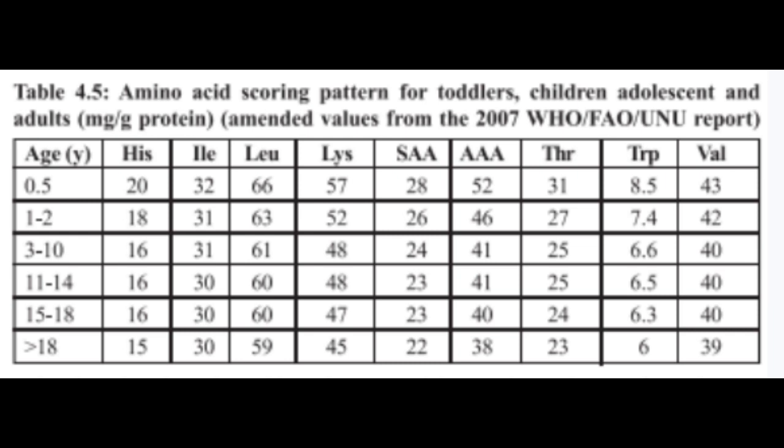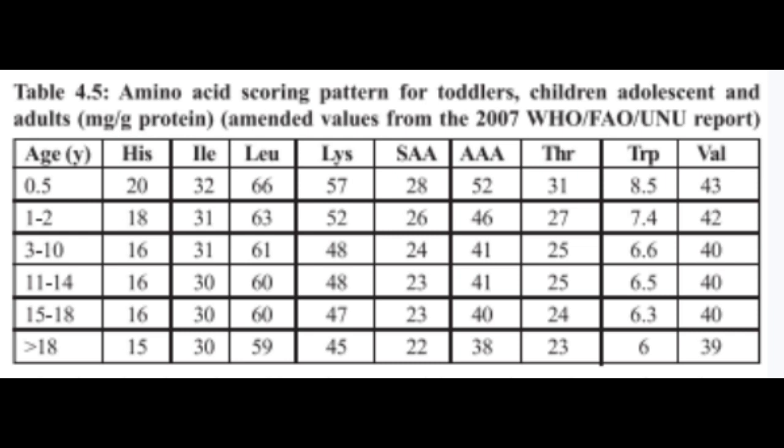The 2007 FAO-WHO UNU consultation has recommended the standard amino acid pattern presented in Table 4.5. Retained by ICMR 2020, for scoring quality of protein. Using this reference requirement pattern, the amino acid score for a test protein can be calculated. Table 4.5, amino acid scoring pattern for toddlers, children, adolescent, and adults, mg per g protein, amended values from the 2007 WHO FAO-UNU report, values based on the amino acid requirement and the protein requirement for each age group.